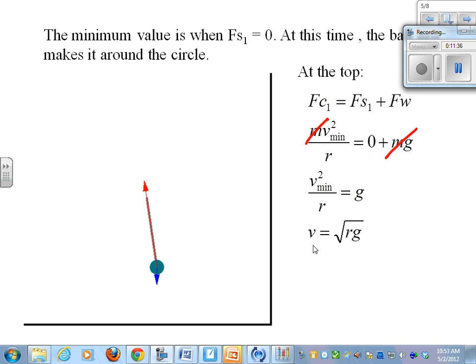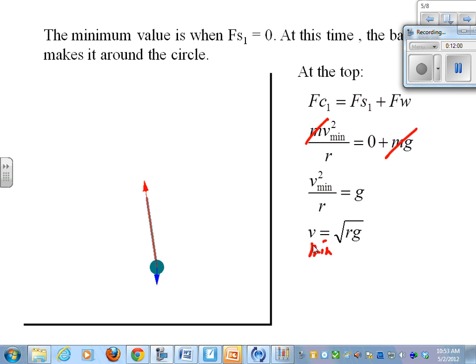So F_C equals m v min squared over r. And I'm putting the 0 in for the tension, right? So in other words, the minimum speed required to maintain the circular motion is equal to the square root of r times g, where r is the radius, g is 9.8, and square root means square root.